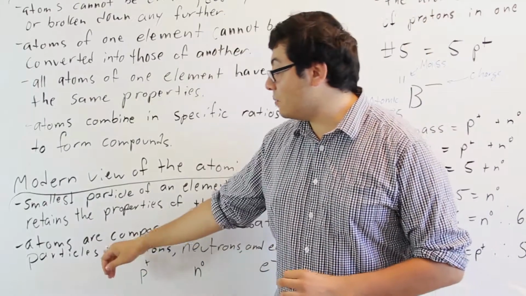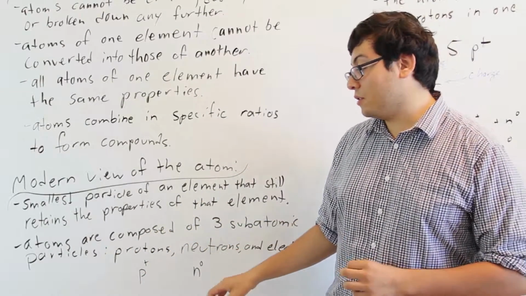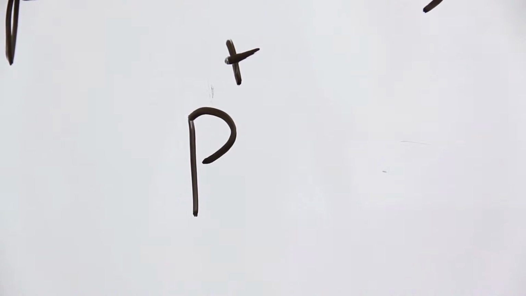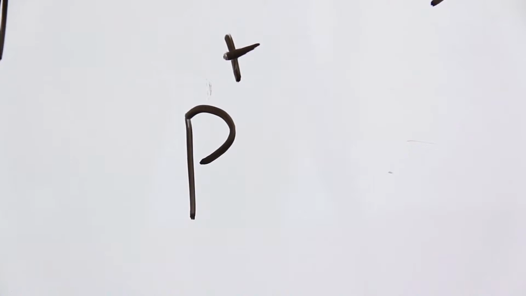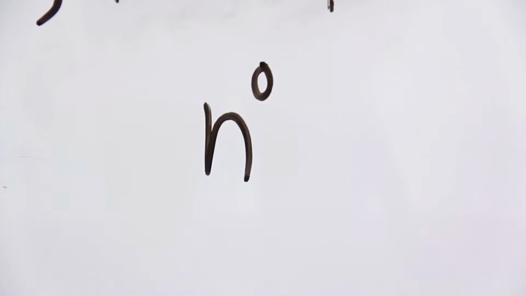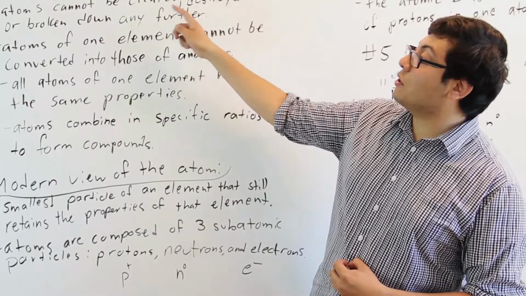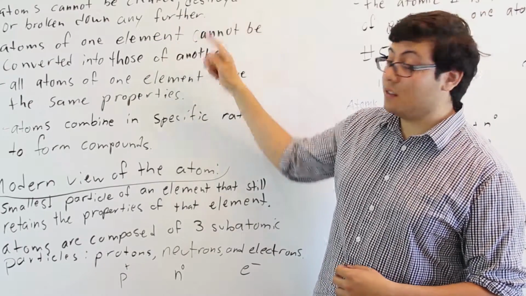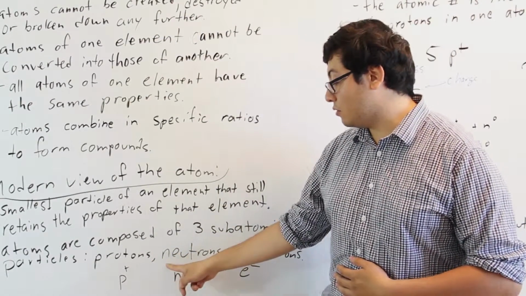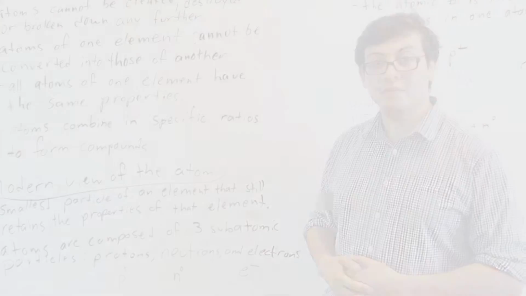The next is that atoms are composed of 3 subatomic particles. Protons, which are denoted P+, for their positive charge. Neutrons, which are denoted N0 for their neutral charge, and electrons, which are denoted E- for their negative charge. So this over here goes to show that atoms cannot be created, destroyed, or broken down any further is wrong, because you can break them down into protons, neutrons, and electrons.